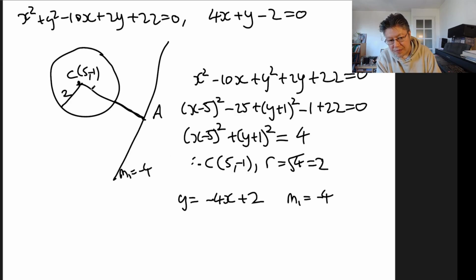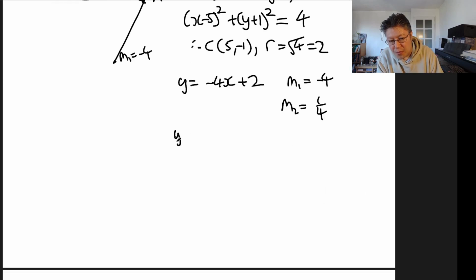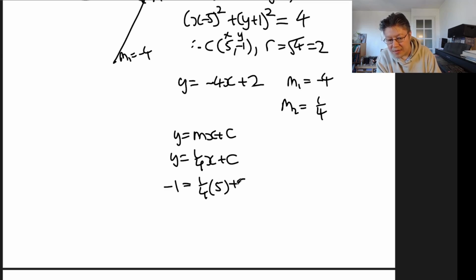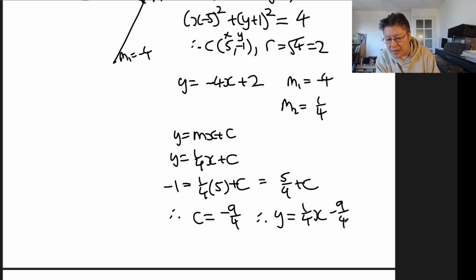Therefore the gradient of the line that we want, m2, will be the negative reciprocal. So that's positive 1/4. So we've got a point, (5, -1), and a gradient, positive quarter. We can do y equals mx plus c now. So therefore y equals 1/4 x plus c. And there's our x and y coordinate. We can sub that in. So we have minus 1 equals 1/4 times 5 plus c, which equals 5/4 plus c. So therefore c equals, if we minus a 5/4 over, we get minus 9/4. So therefore the equation of the line that we want is y equals 1/4 x minus 9/4.